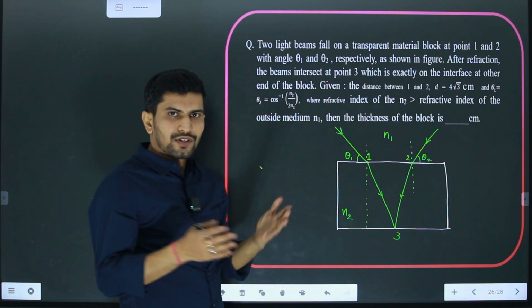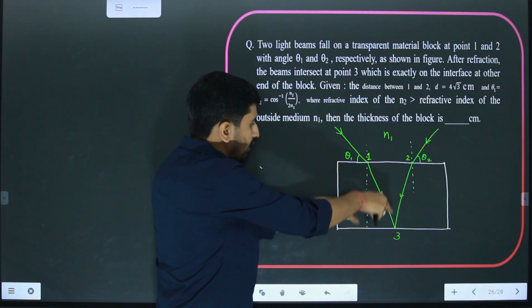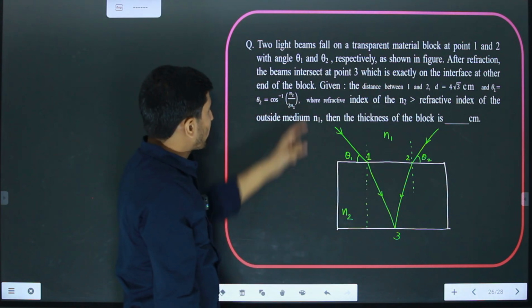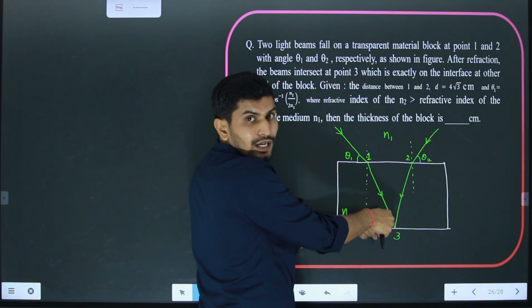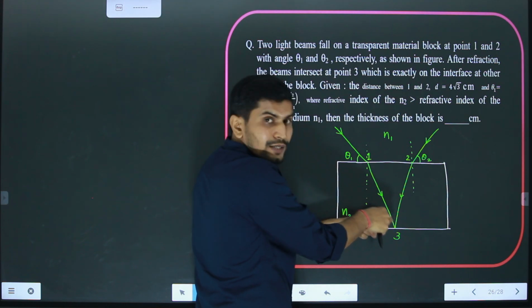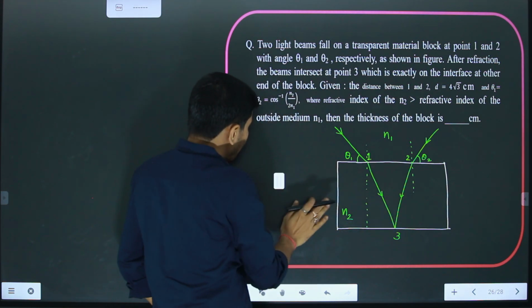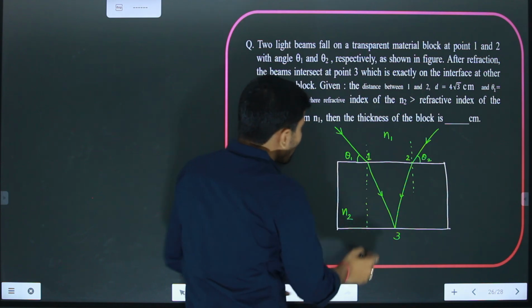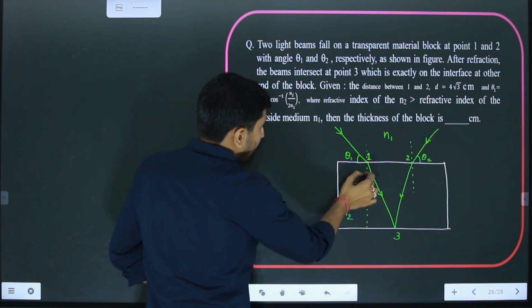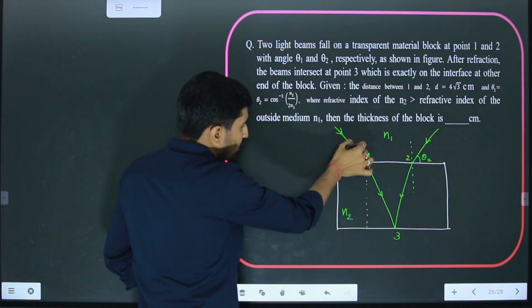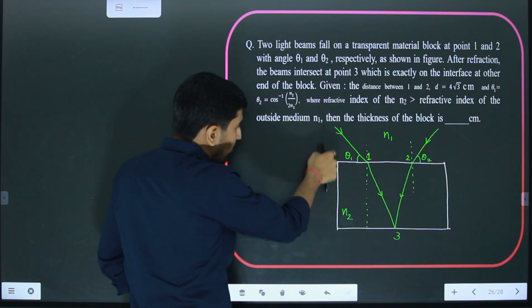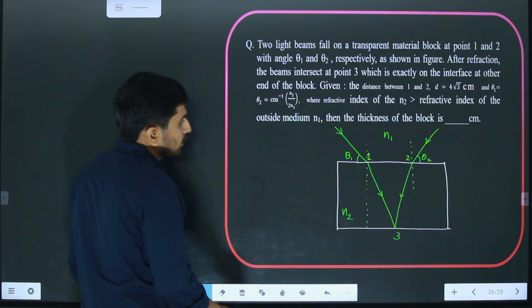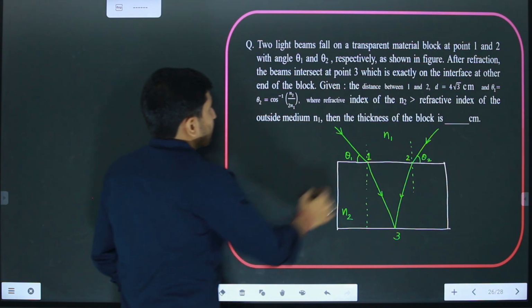They will definitely suffer refraction and enter into the medium. Now according to the question, both the rays of light meet at point 3. Once they meet at point 3, they have traveled the whole distance of the glass slab. Therefore we have to calculate the width of the glass slab.